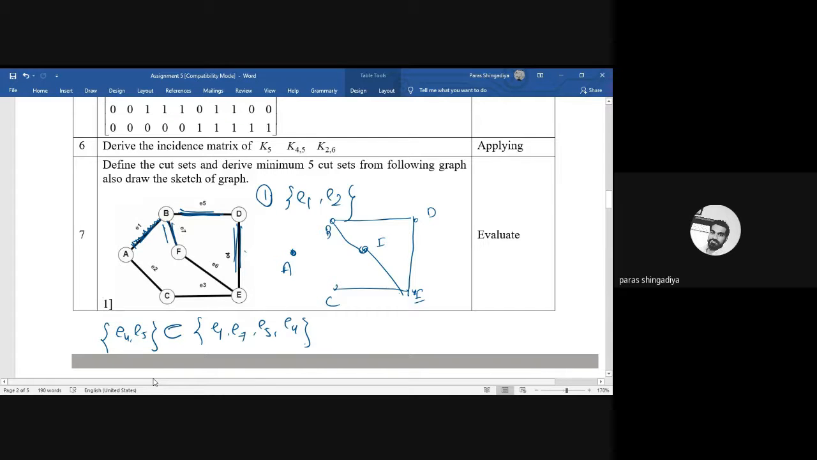Units 1, 2, 3 are remaining. We start with the first graph here. Here unit 4 is finished. Now this is unit number 5 and unit number 6 that we started in the lecture. Clear? So that is assignment 5.